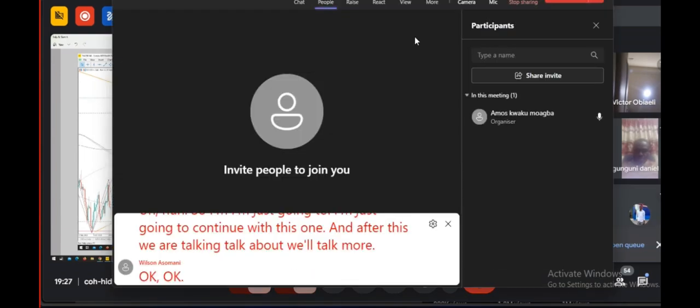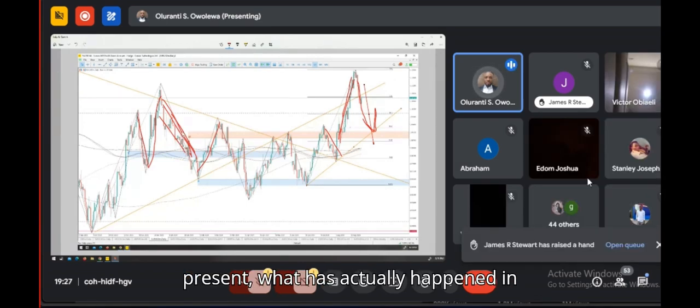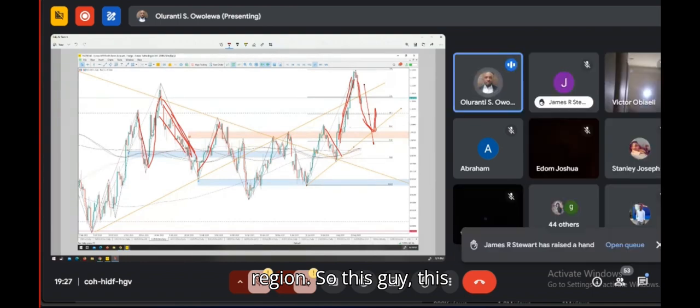It replicates the patterns. It prints in the present what has actually happened in the past. That is what happens. The last time we had this session was around here, and we looked at this completing this equality target here. It went above this region. So this correction here, we should be expecting it around this level before any major move happens.